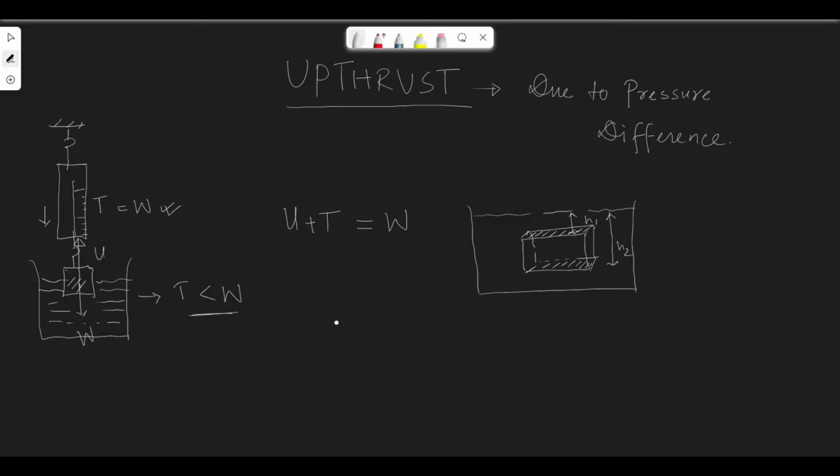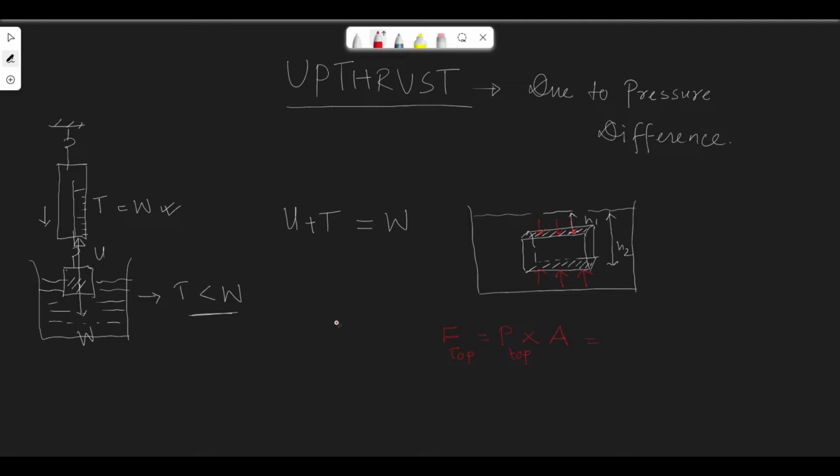So the top one is experiencing a force which is acting downward, and the bottom one is experiencing a force upward. And these two forces on the top and the bottom are not the same, because here the force is pressure times area. As we considered a uniformly shaped object having a uniform cross-sectional area, the area of the top surface and the area of the bottom surface are the same.